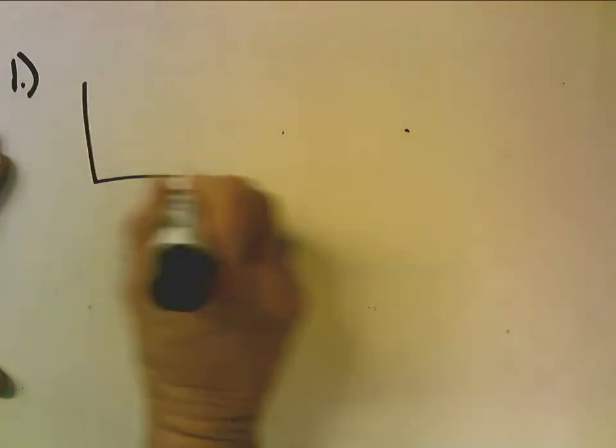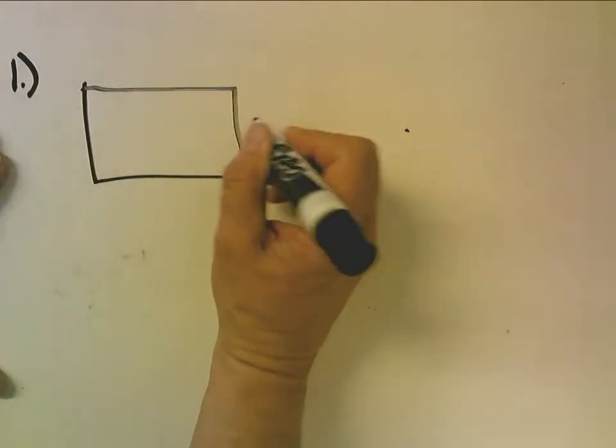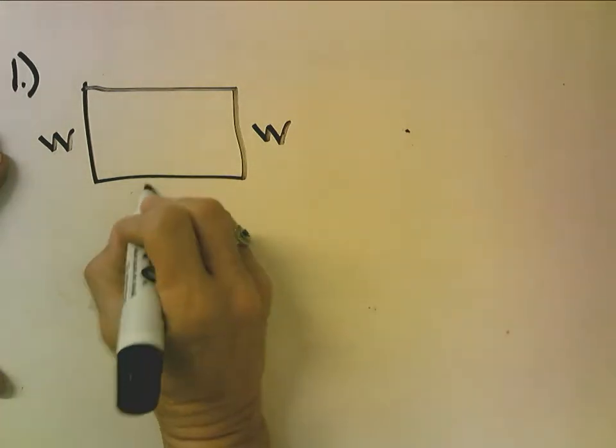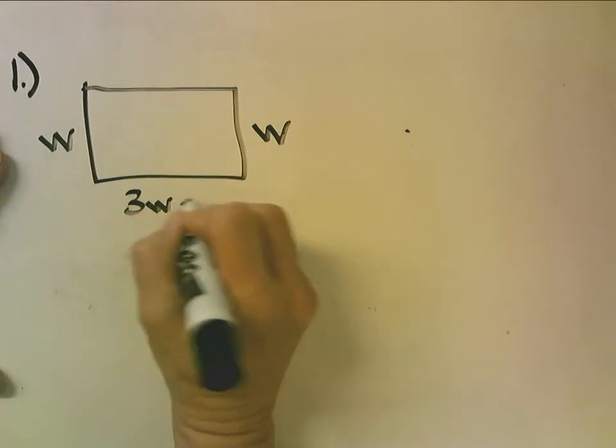Okay, I want you to turn to page 47 in your 3-3 packet, and I'm going to go over the homework word problems, page 47. Number 1 says the length of a rectangle is 5 less than 3 times its width. So I'm going to draw a rectangle. I'm going to make the width W. Now, if the length is 5 less than 3 times the width, I make it 3W minus 5.